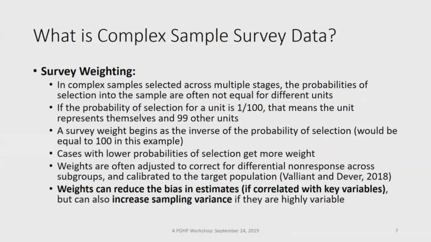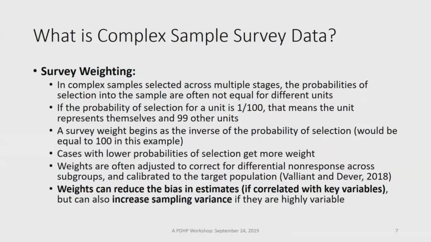So we're going to talk about weight trimming. There's another issue related to that, is that how do we need that weight of 3 million, or can we cut that down back to size without losing too much bias in our estimates? We'll come back to that idea. But these weights are often adjusted to correct for differential non-response across subgroups, and they might also be calibrated to what you know about the population.